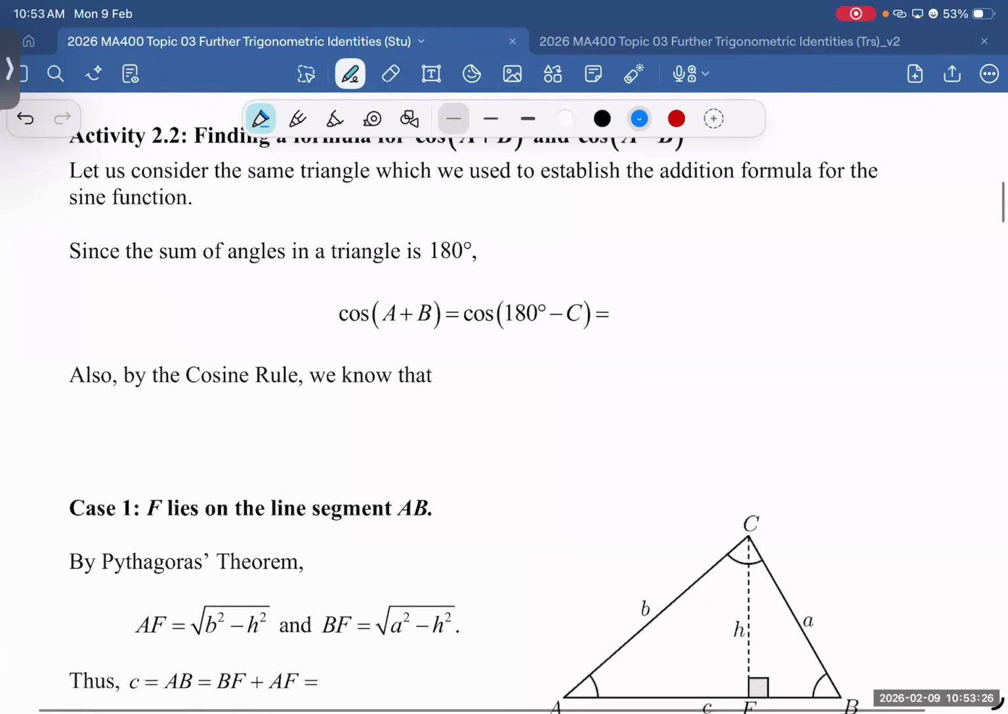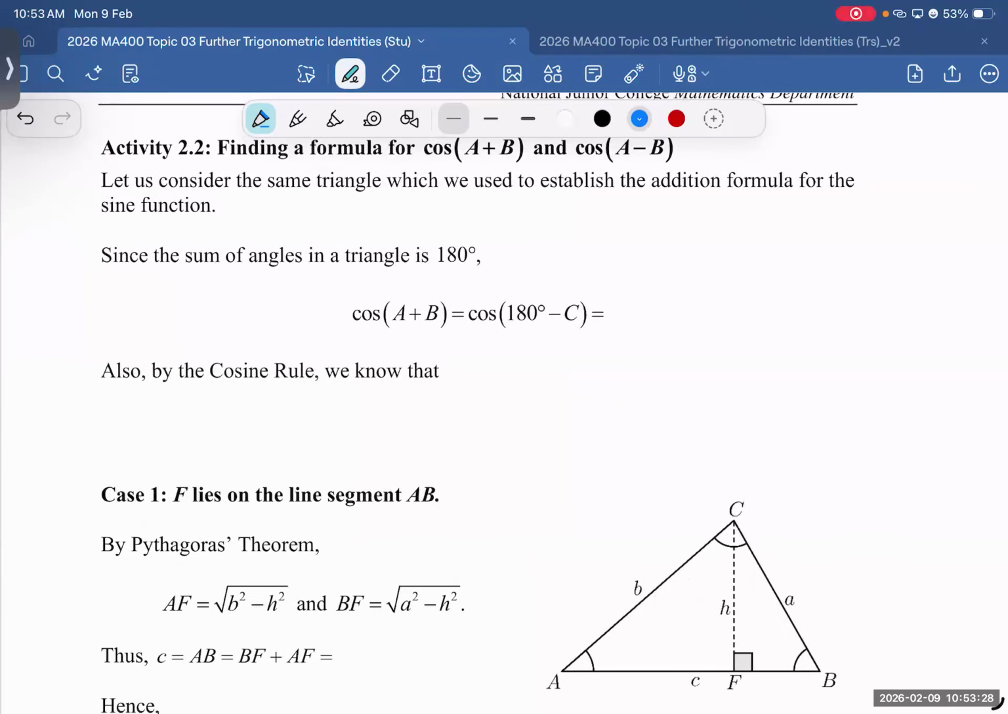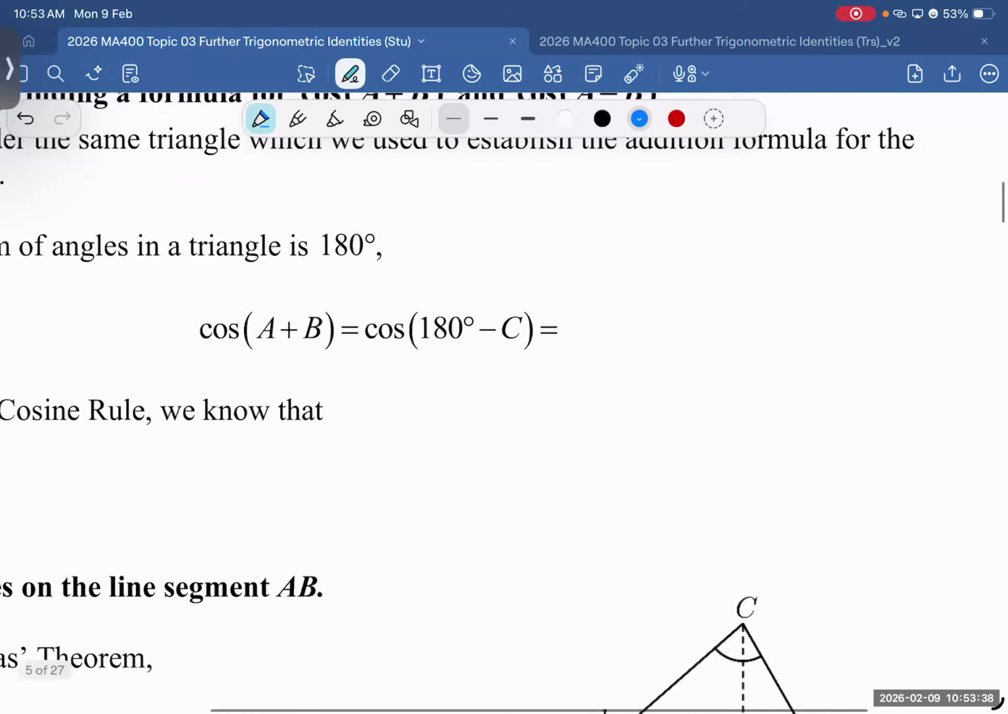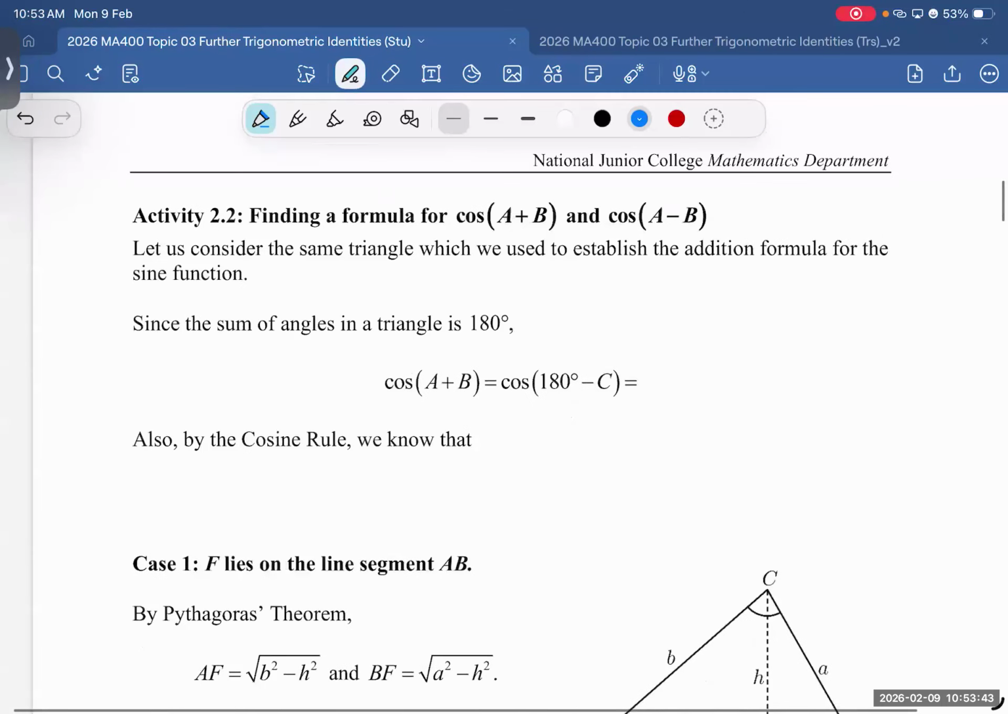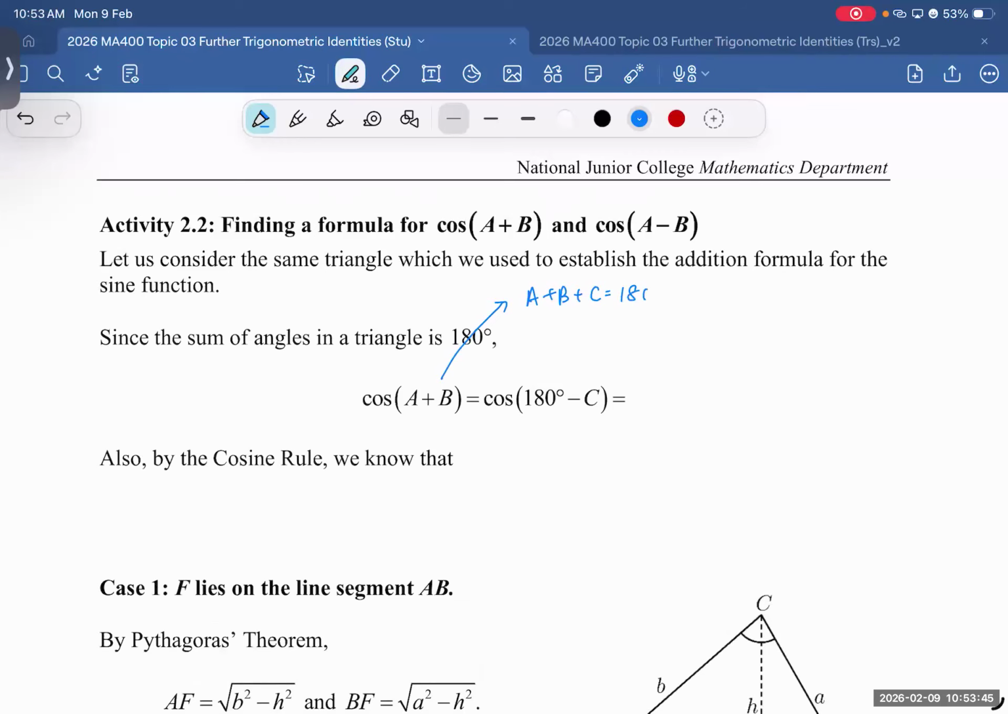So activity 2.2. Okay. Cos A plus B. Now remember just now how we defined A plus B earlier? We said that A plus B plus C is 180. Is that right? Okay. Now can I say that A plus B is 180 minus C?